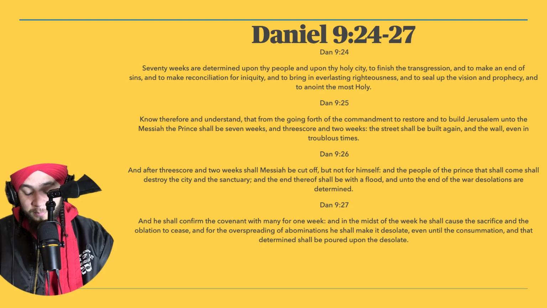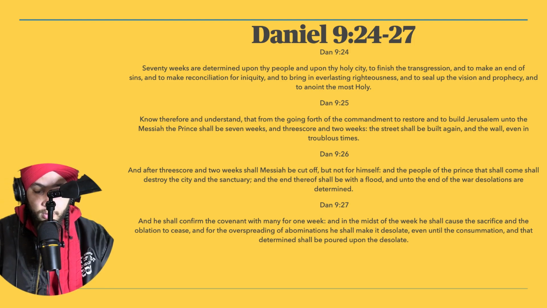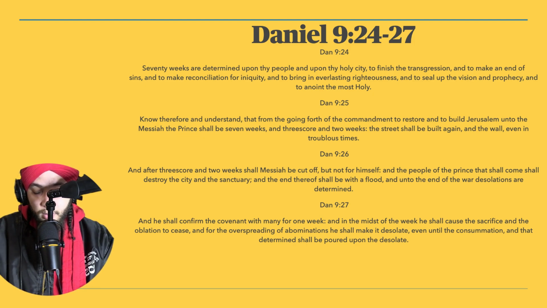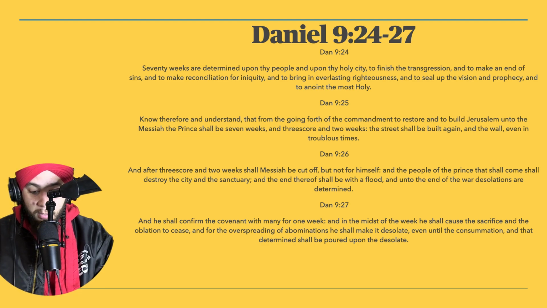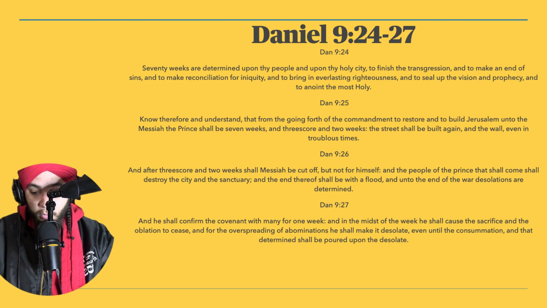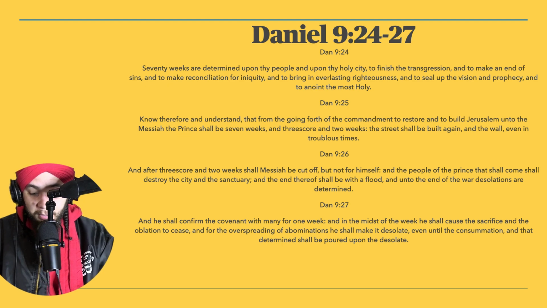Understand this. The Lord is telling Daniel, know therefore and understand. Jeremiah prophesied of 70 years, 70 weeks, right? Which was the 70 years. Know therefore and understand that from the going forth of the commandment to restore and to build Jerusalem, meaning from the time Cyrus gave the decree to restore the temple and rebuild Jerusalem, from that time unto the Messiah, the prince shall be 7 weeks, and 62 weeks.